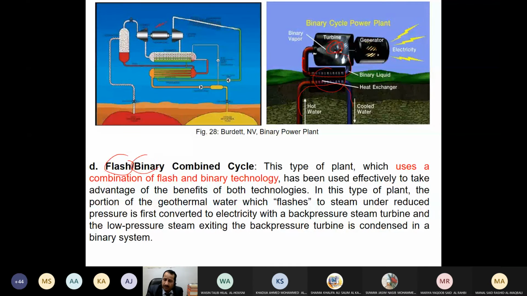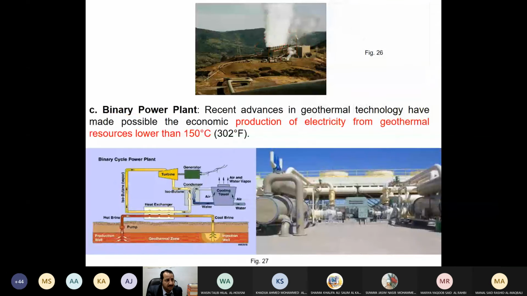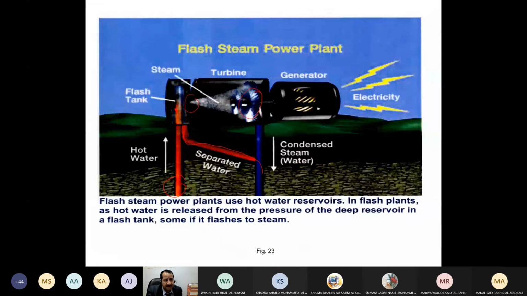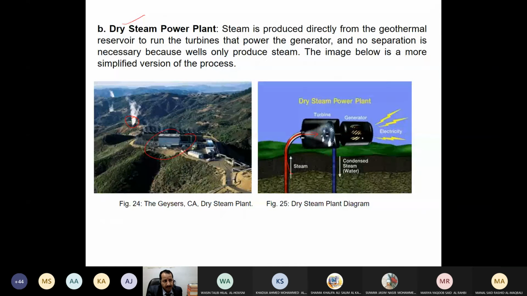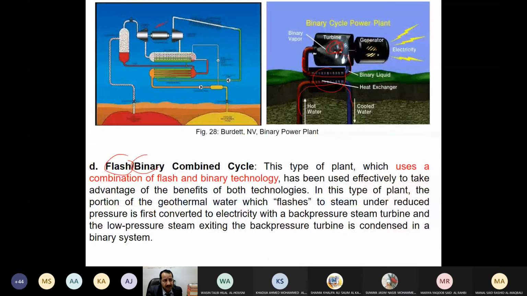Now, flash binary, from the name, it's a hybrid. It uses both. Remember, this is a flash. Just to remind you, we separate warm water from the steam. In binary, we use a heat exchanger. Here, I'm going to do both of them.